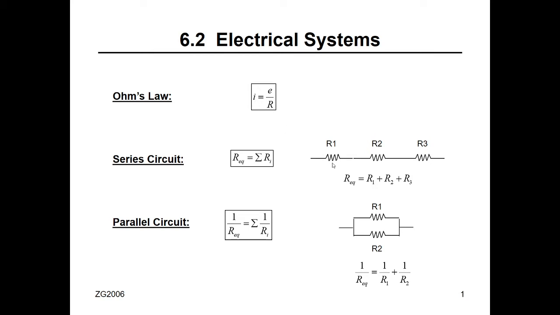Now if you have resistors in series, we need to learn what is the equivalent resistance. The equivalent resistance is simply the addition of all of the resistors in series. If you have two resistors in parallel, then 1 over R equivalent will be equal to 1 over R1 plus 1 over R2.